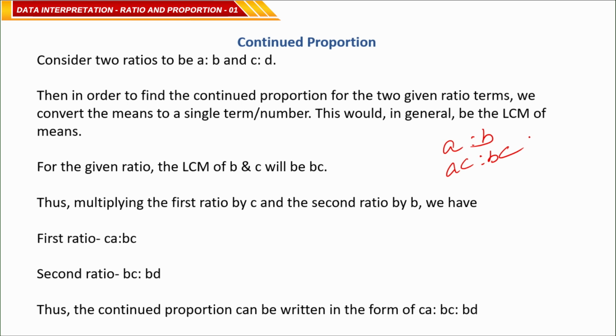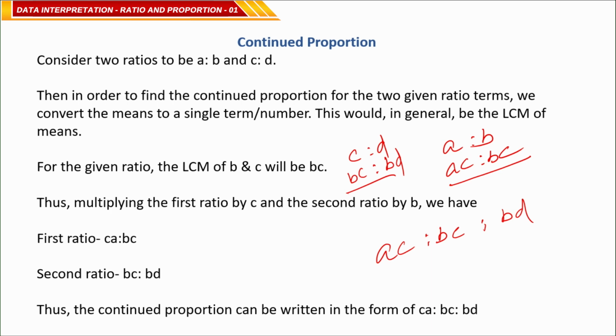This is the first ratio. And what is the other ratio here? C is to D is another ratio. Multiply both with B, that is BC is to BD. So, here AC is to BC is one ratio, here BC is to BD, which means AC is to BC is to BD. So, this is called a continued fraction, continued proportion.